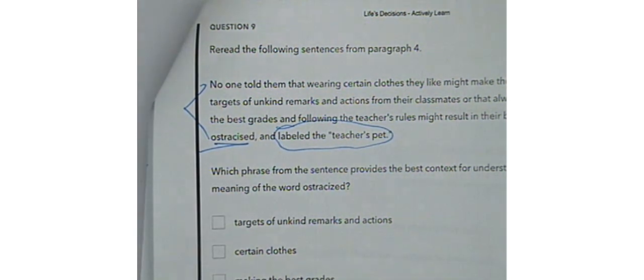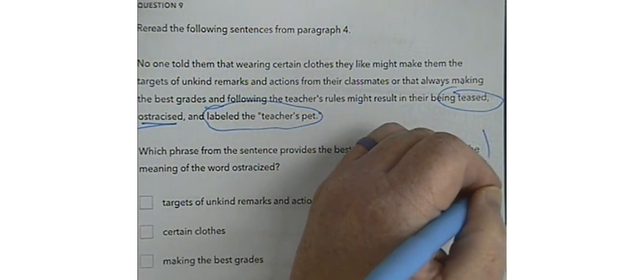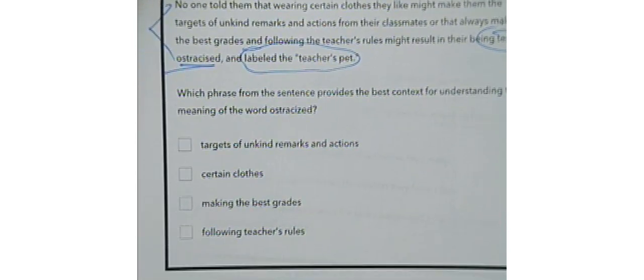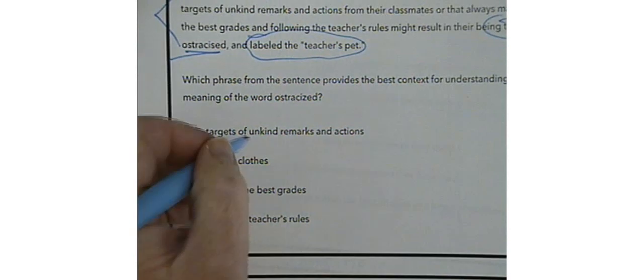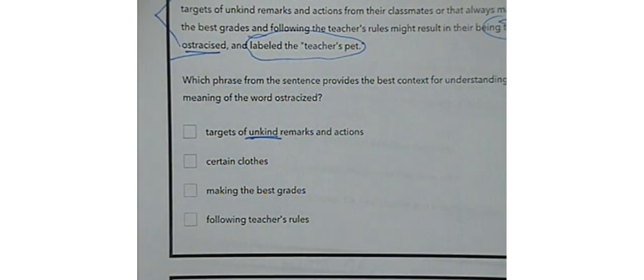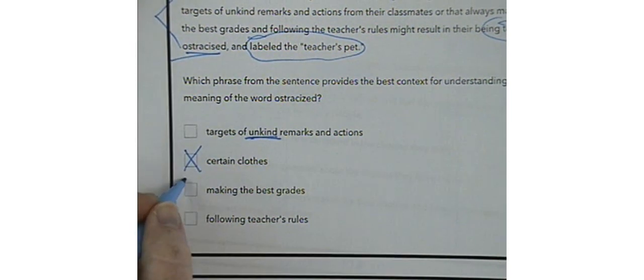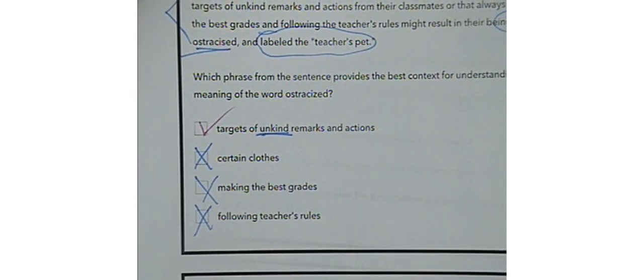Okay, again, are these positive or negative? And these would be associated as negative words. So we want to look for words that have a negative idea with them. So we have A, targets of unkind remarks and actions. Unkind right here, that's a negative word, so we're going to keep it. Certain clothes, nothing negative. Making the best grades, no. Following the teacher's rules, no. None of those are negative. So you should have picked A.